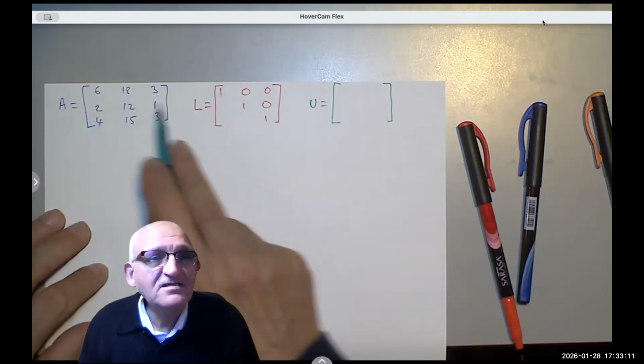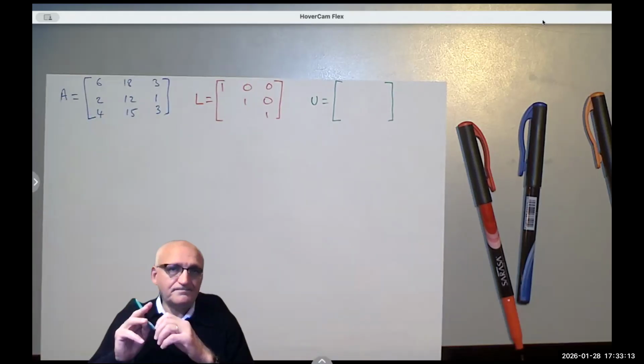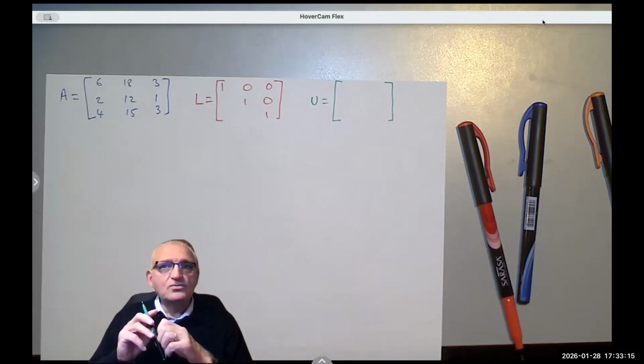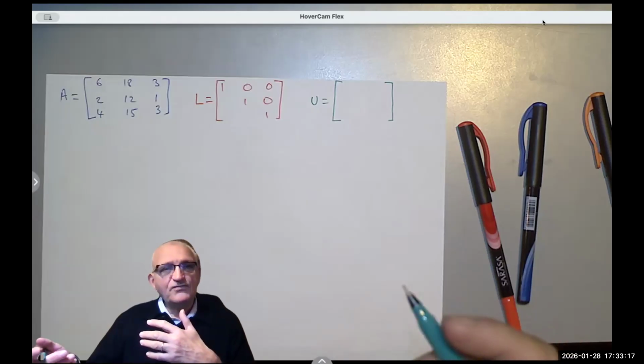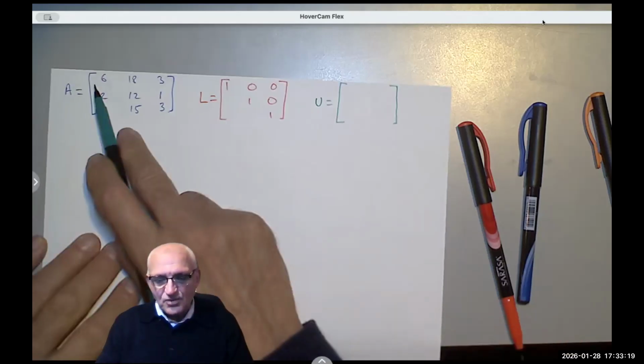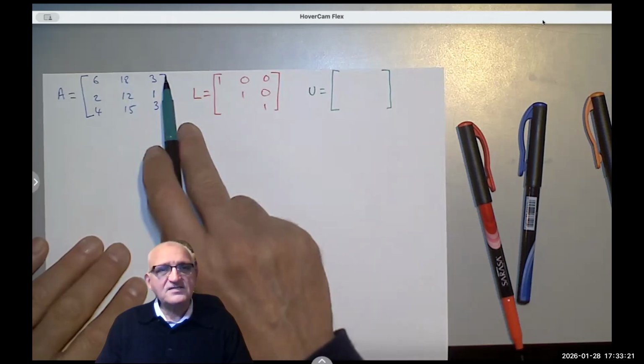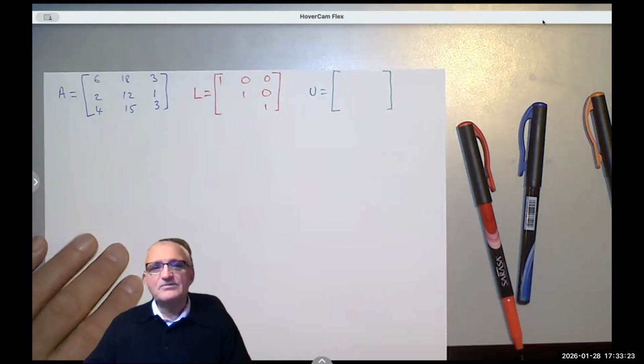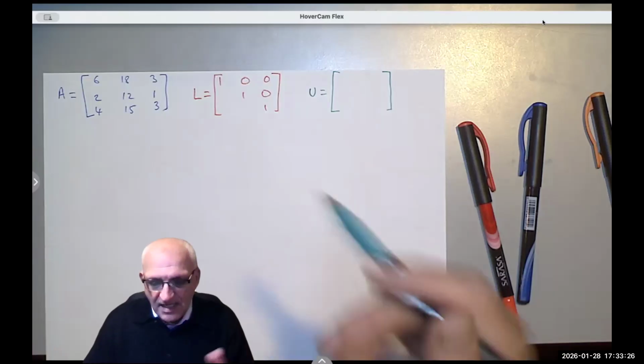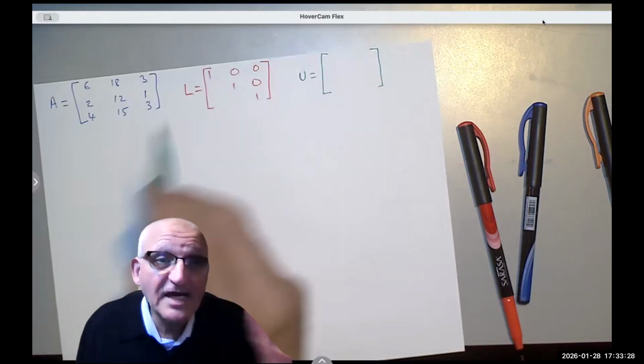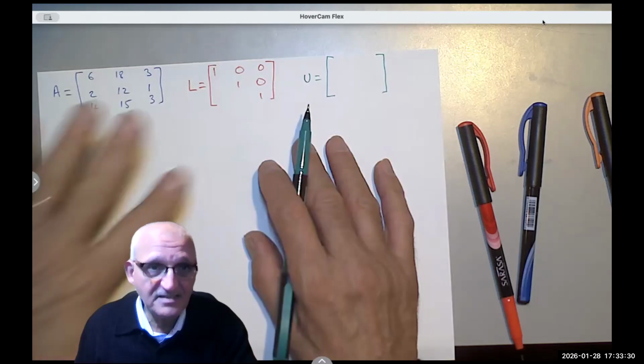I see that these three numbers are divisible by 3. So next time when we solve a system of linear equations, I'm going to say 6x1 plus 18x2 plus 3x3 equals a number divisible by 3, just to make life easy. And I'm going to divide that by 3. You don't have to. You can leave it as 6, 18, 3.